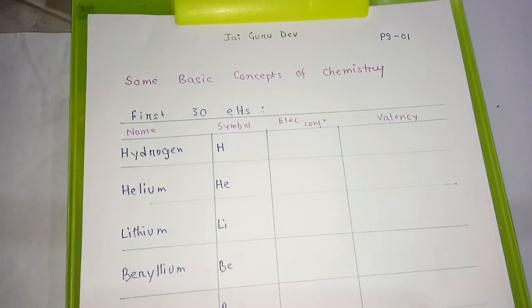So let us start, student. So we are starting with some basic concepts of chemistry. Now first of all, we must have the knowledge about the 30 elements.